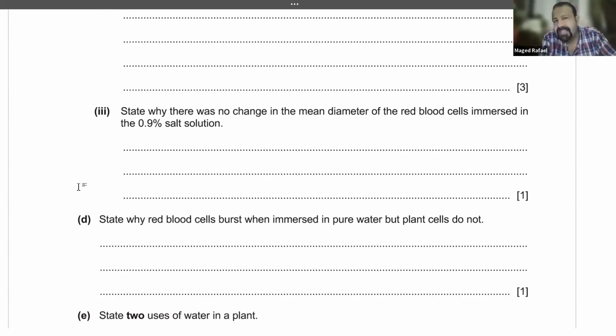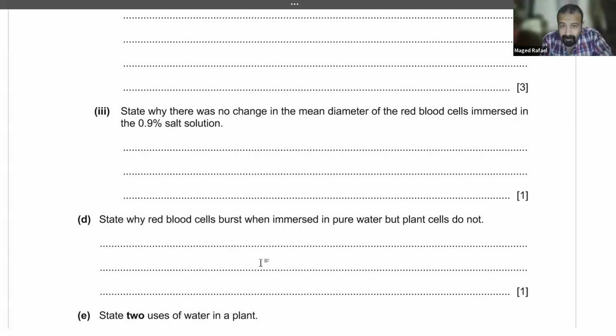Look at this question. Why was there no change in the mean diameter of the red blood cells when we have a 0.9 solution? That's what I said, okay? Because in 0.9, the concentration of the solution was equal to the concentration of the red blood cells itself. If we have the same concentration, this means that there is no net movement. And it is nice to mention this, guys, net movement, okay?